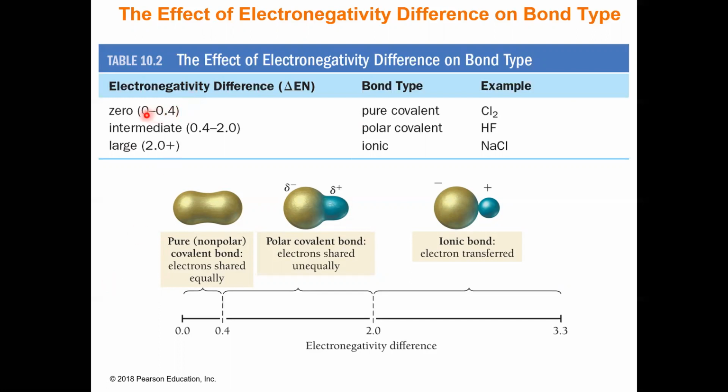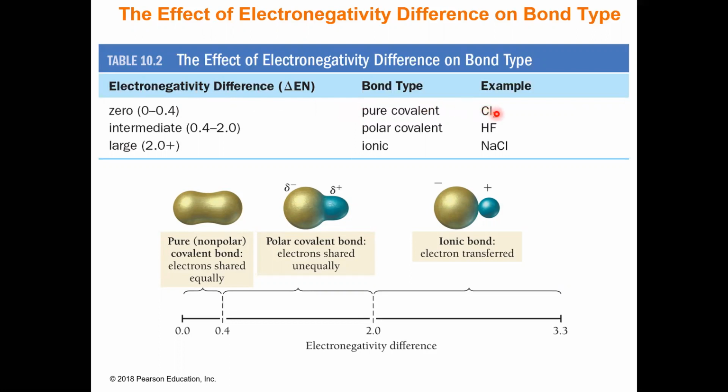When the electronegativity difference is anywhere from 0 to 0.4, we consider that to be such a small amount of electronegativity difference. That means it's such a small amount of one of the atoms wanting the electrons more than the other atom that we don't really consider that to be a polar compound. But in this case, it's still coming from a pure covalent bond.